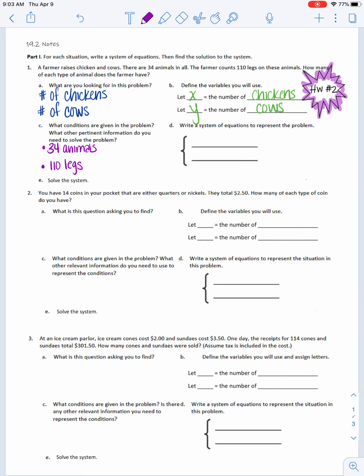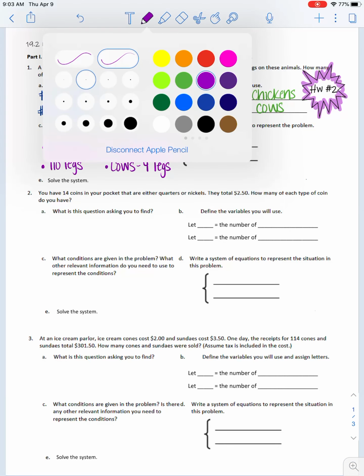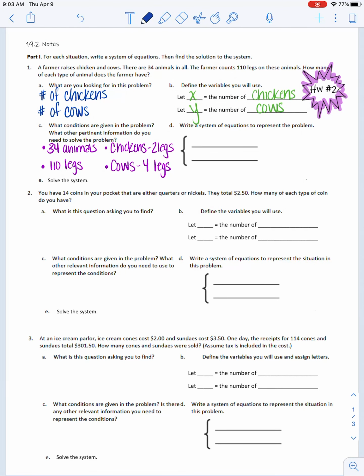Okay, there's some other pertinent information that is not in the problem, but it's still information that we need to solve. So we know that chickens, under normal circumstances, have 2 legs. And we know that cows, under normal circumstances, have 4 legs. All of this is going to help us write our system. So we have 2 constraints, 34 animals and 110 legs.